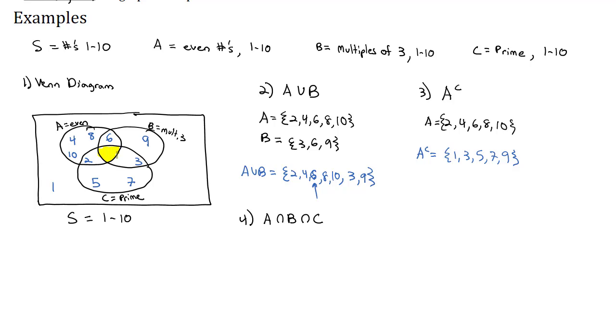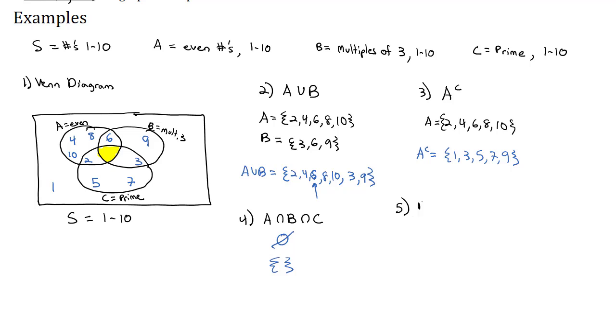And you notice in the middle, there are no numbers that are even and a multiple of 3 and are prime. There's no numbers that fall into that. So since there's no numbers that fall into all of them, we're going to say it is the empty set, which is the 0 with a slash through it. Or you can just put the brackets with nothing in it. Let's do one more.